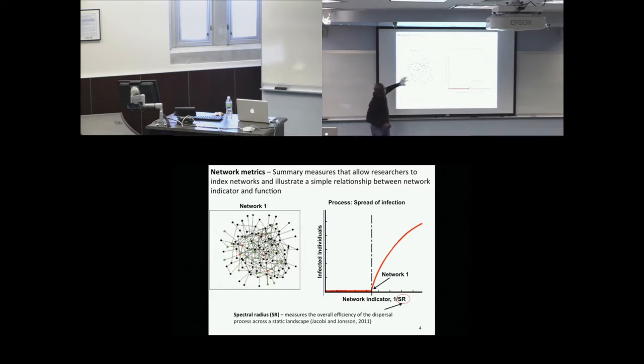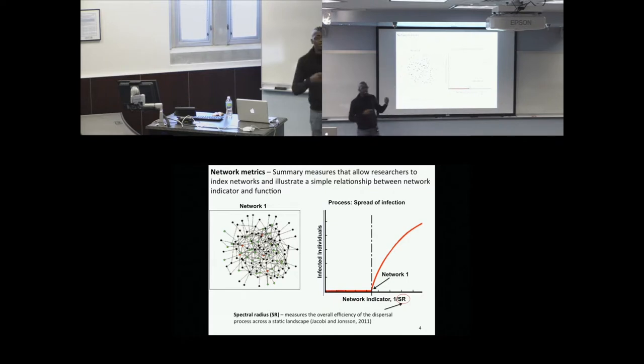So each one of these networks has a certain network indicator. In this case, we're using the inverse of the spectral radius. We're using that to measure the spread of infection, which is measured on the y-axis by basically how many infected individuals you have in the system. The structure of this network is such that any network that's a little bit more connected than it, you see persistence of the disease. Any structure that has less connectivity than it, going backward, you see that the disease dies out.